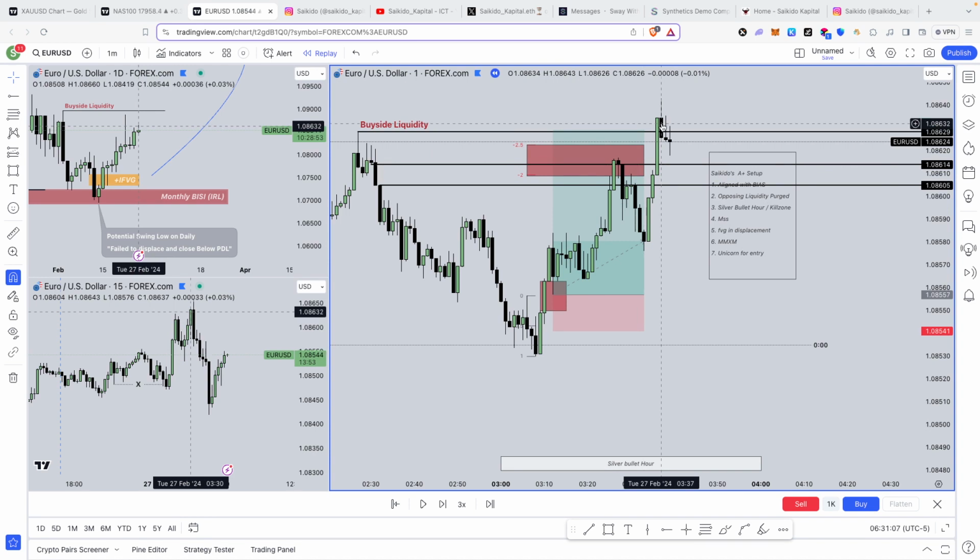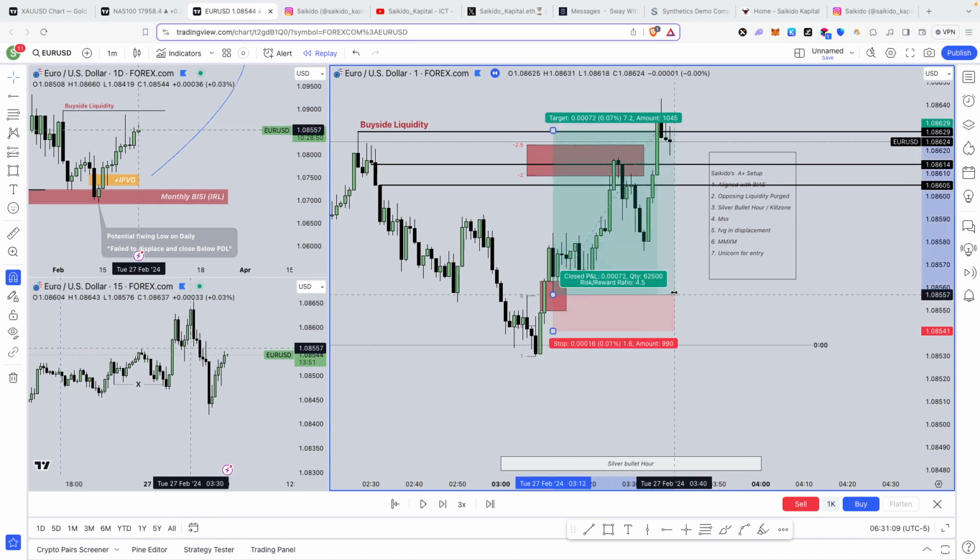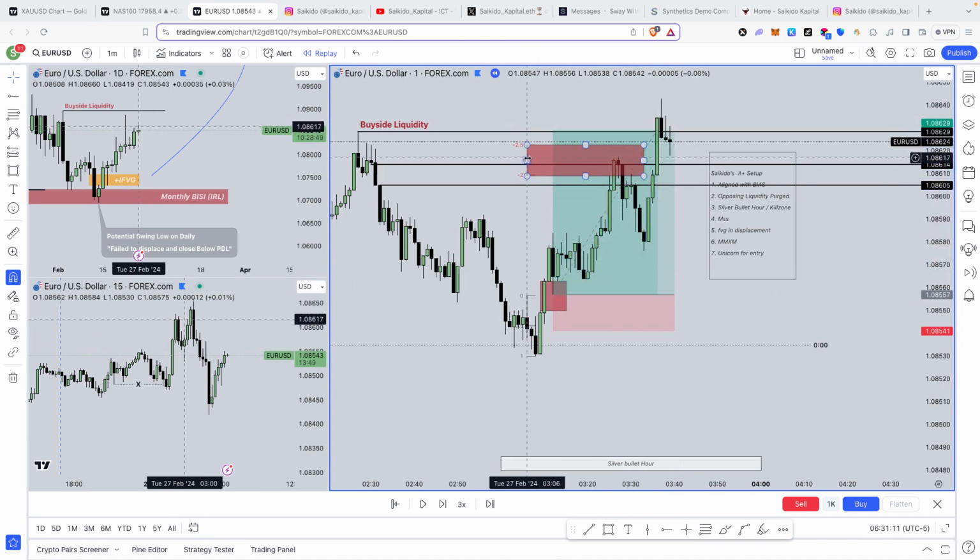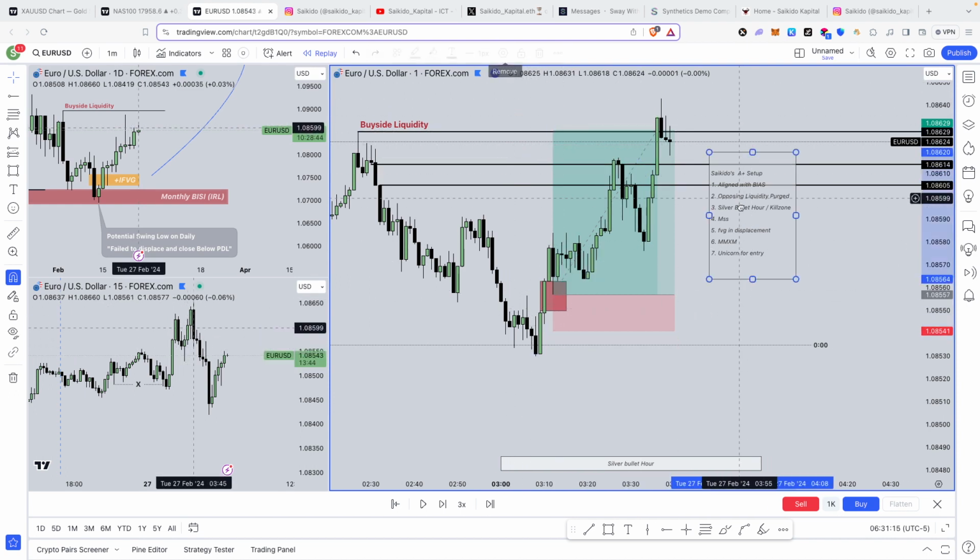But then I was very much convinced that we were going to make it to buy side liquidity. We ended up making it and reaching that buy side liquidity right there.